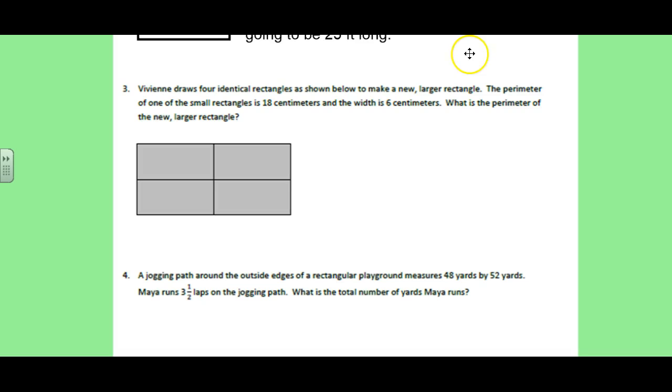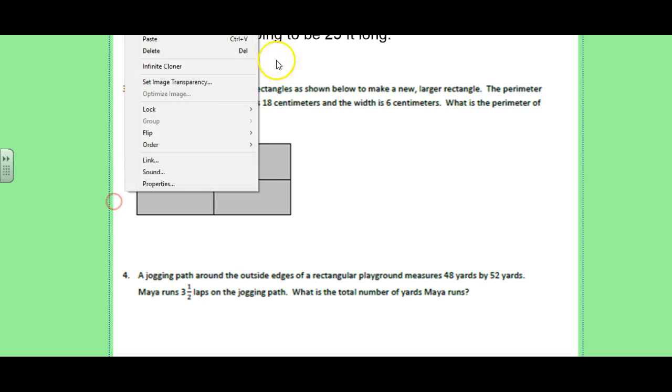Okay, what I think that meant to say is the length of one of the small rectangles is 18 centimeters and the width is 6 centimeters. I don't think it meant to say the perimeter, because it's asking what is the perimeter. So what we're going to do here is label the length as 18 centimeters, and then the width is going to be 6 centimeters. So knowing these two numbers right here, we will be able to label the rest of it.